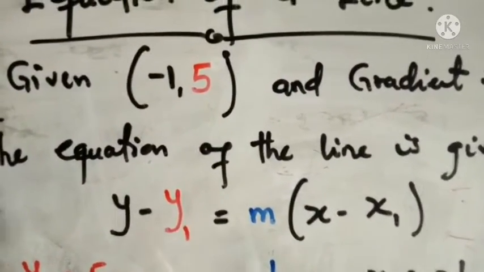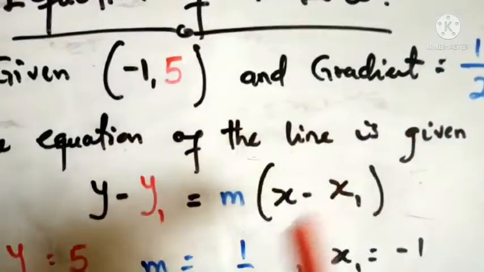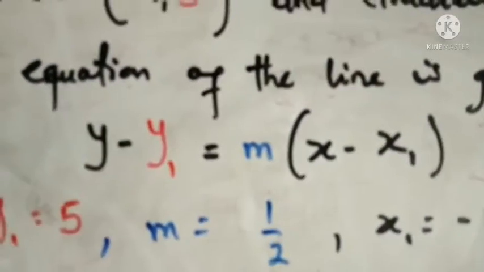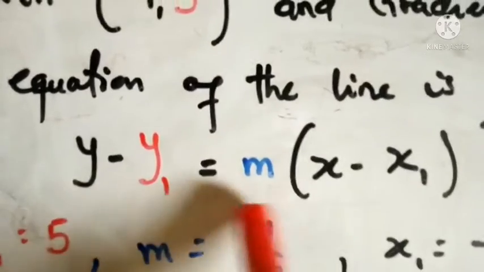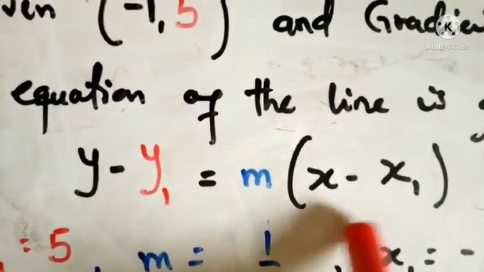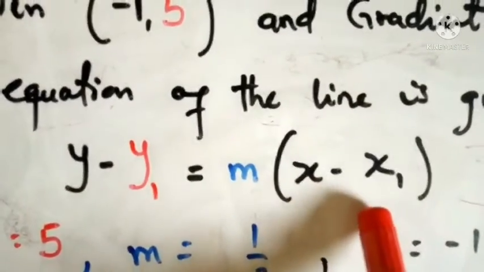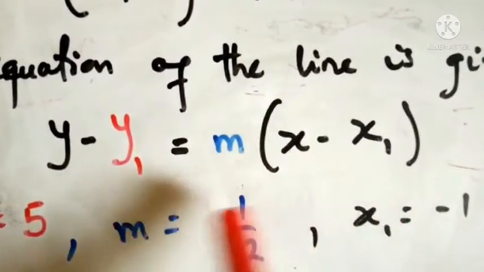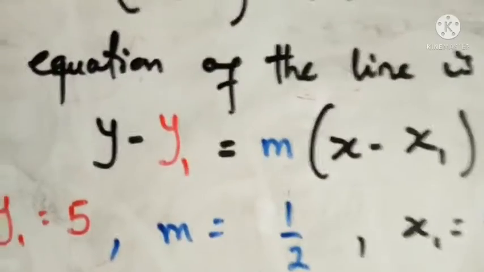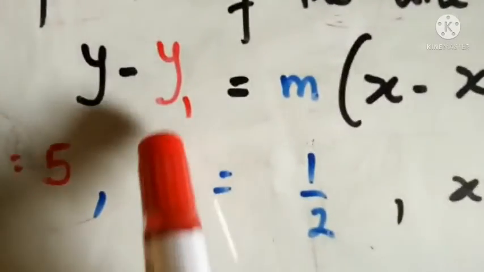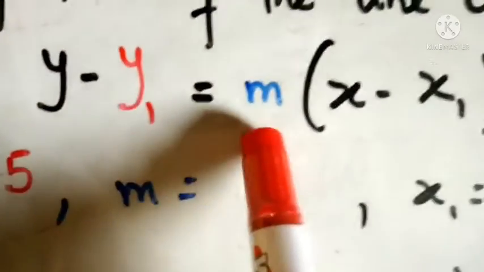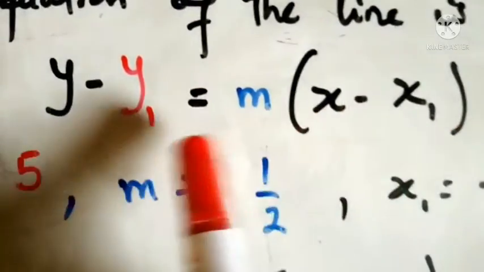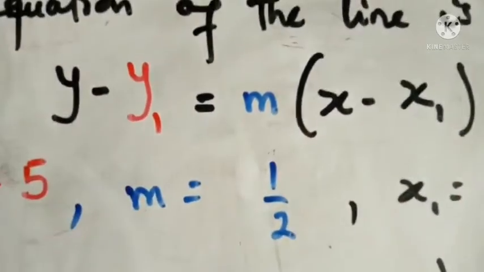As I said earlier, we are given this point and the gradient, and they say you should find the equation of a line. So now that we know what we call the equation of a line, you need to write it down. This is exactly what we call the equation of a line: y minus y1 is equal to m times (x minus x1). The only things you need here are the y1, the m, and the x1. You need these three out of the equation of a line for everything to be in perfect condition.